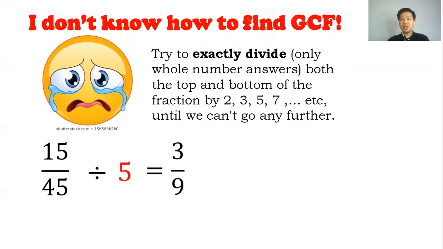Not yet, because we can still divide 3 and 9 by a certain number, which is 3. So we will divide 3 and 9 by 3 again. 3 divided by 3 is 1, and 9 divided by 3 is 3. Can we still divide 1 and 3? No, we cannot divide it anymore, so that's the final answer. So 15 over 45 is 1 over 3 in simplified form.